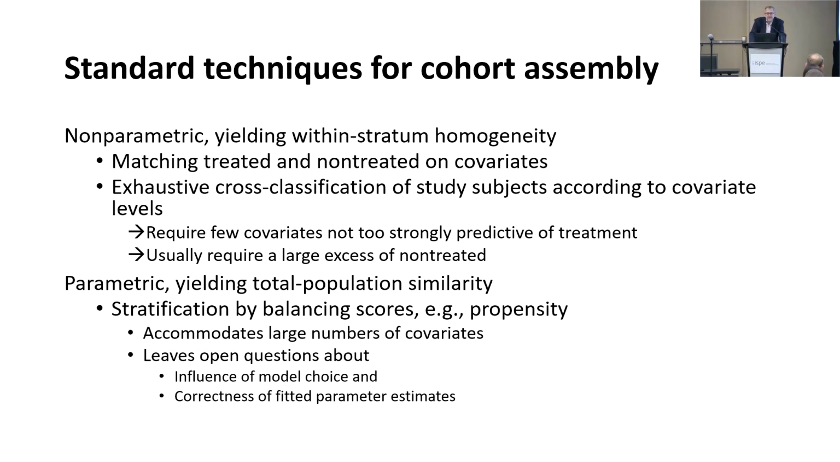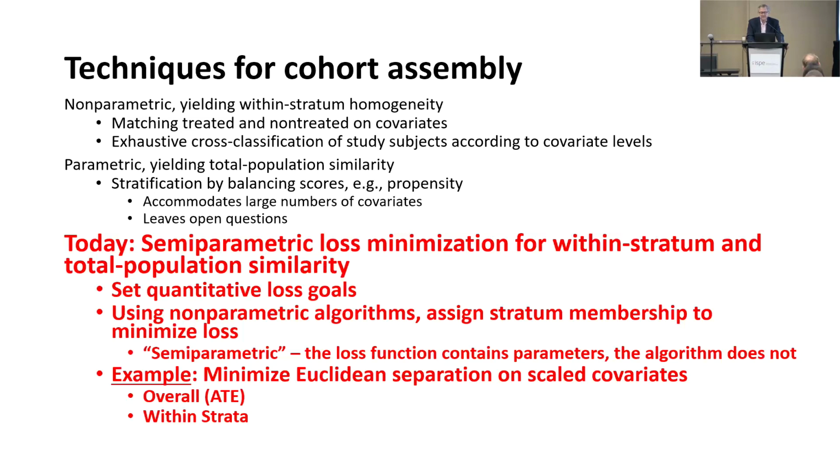Now, there are standard techniques for cohort assembly. The most straightforward is non-parametric, involving matching or exhaustive cross-classification. These are limited to settings with a small number of covariates and a large pool of untreated subjects to guarantee that all the matched units have comparators. The parametric route involves stratification using balancing scores, such as propensity scores, which are suitable for possibly large numbers of covariates. However, unanswerable questions linger about the appropriateness of the models or the random error in the estimates.